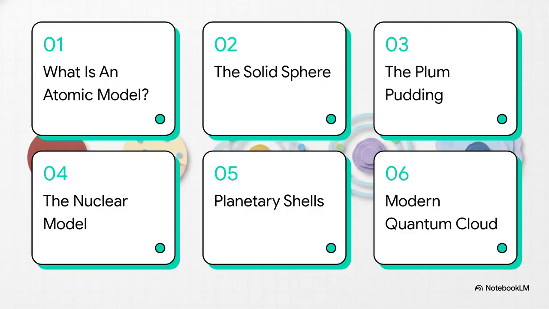First, what is an atomic model? Second, the indestructible solid sphere. Third, discovering the plum pudding. Fourth, the centralized nuclear model. Fifth, planetary shells and orbits. And finally, number 6, the modern quantum cloud.